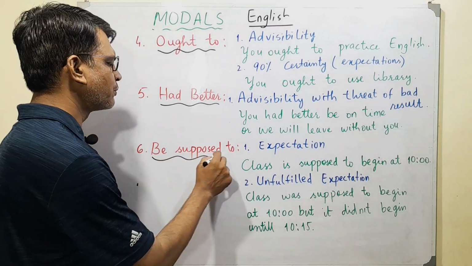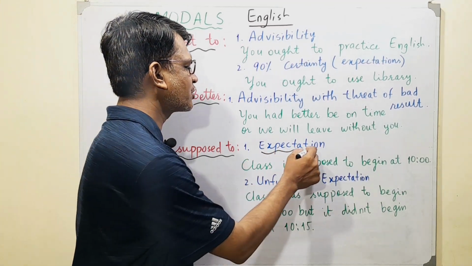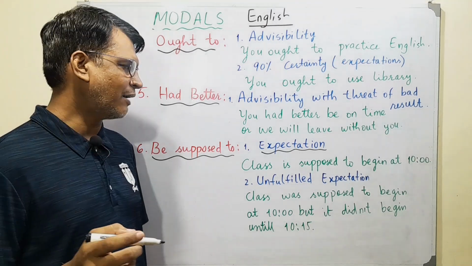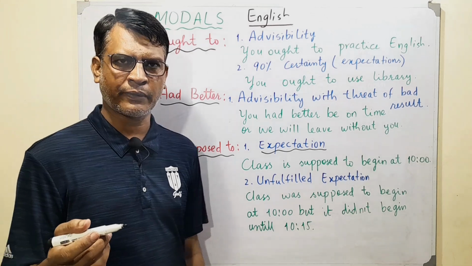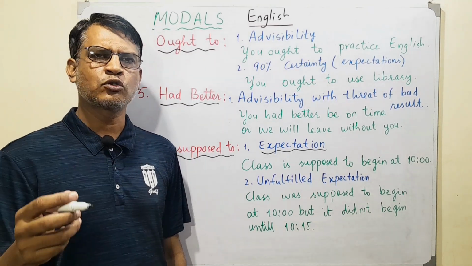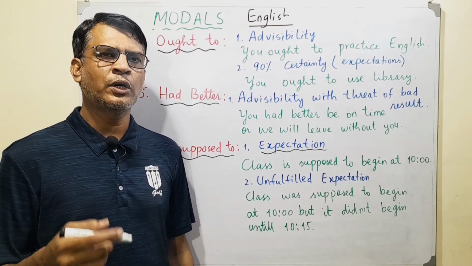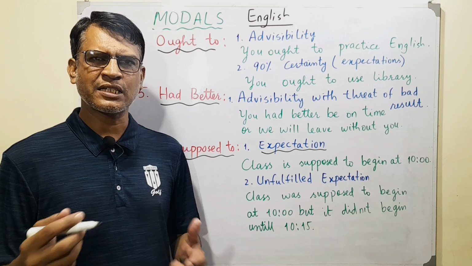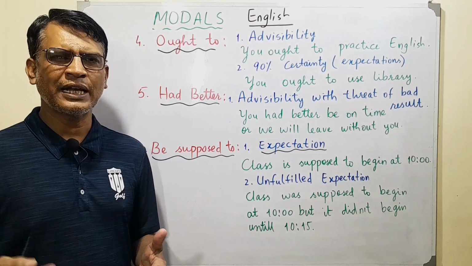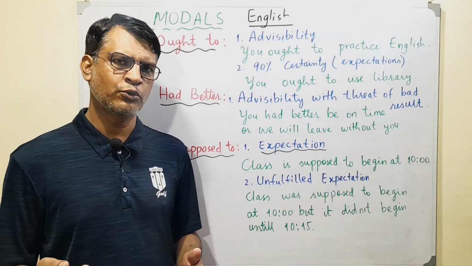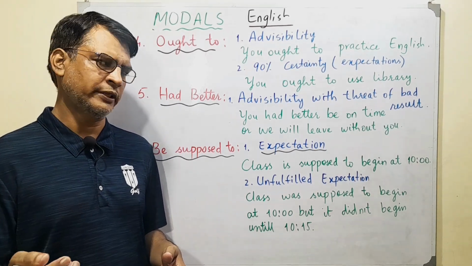Then we have be supposed to. Okay, be supposed to has like two usages. It is actually an expectation, an expectation that I have for the present. Like I say, class is supposed to begin at 10. Or I might say you are supposed to be on time. Okay, you are supposed to complete your work. Okay, you are supposed to be very active and vigilant in your work. So these are like general expectations that we have from an individual, and therefore we are saying that he or she is supposed to do such a thing.